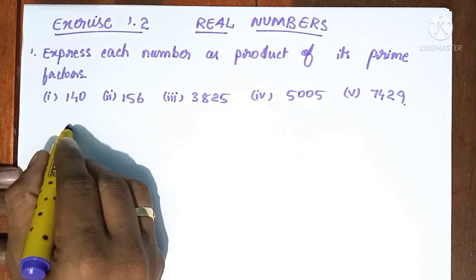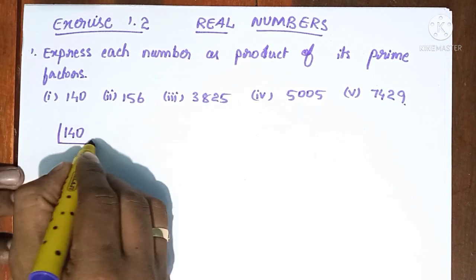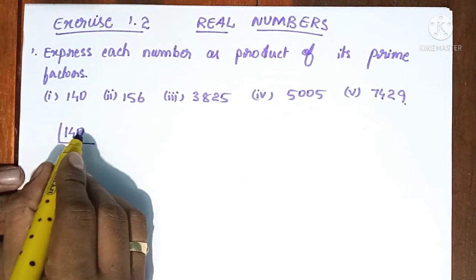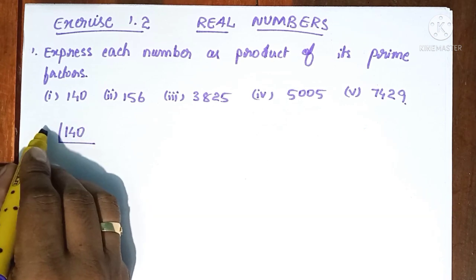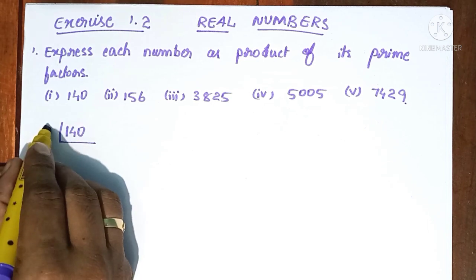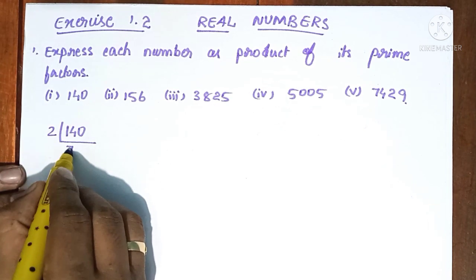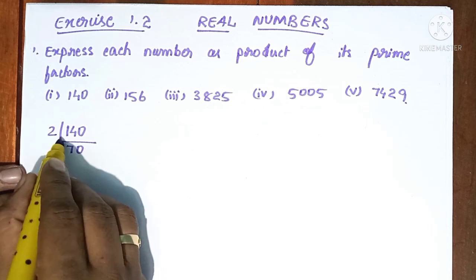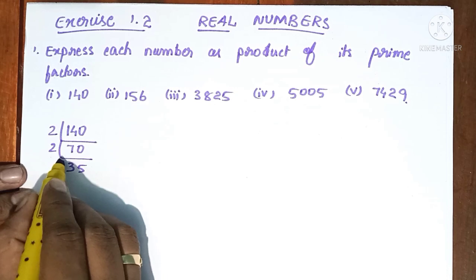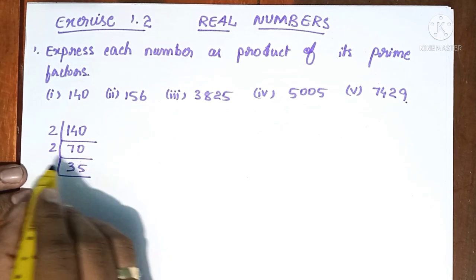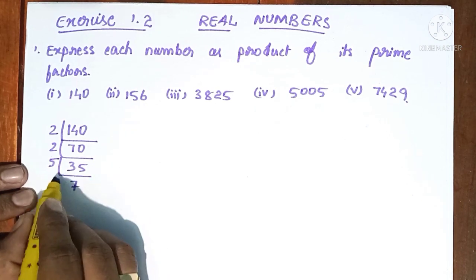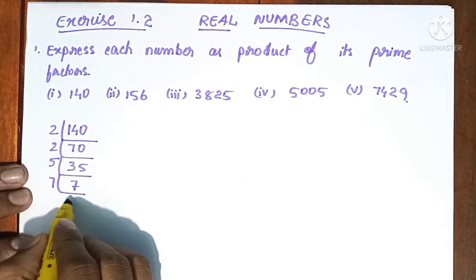So how we can do that? 140, which is the smallest prime number which we can use here, that is 2. Since it is ending with 0, since it's an even number, we can use 2. So it's 7 2s are 14, 70. Again, it's an even number, we can use 2. So what we will get? 35. Since it is ending with 5, we can use 5 here. 5 7s are 35. 7 1.